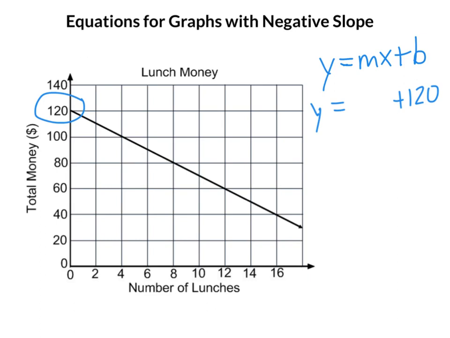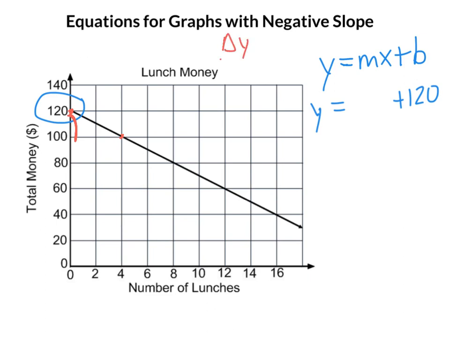Now I need two clear points for my slope. So I am going to use the fact that I know my intercept of (0, 120), and this is my next clear point, so at (4, 100). So now I'm going to look at my change in y, which is 20.